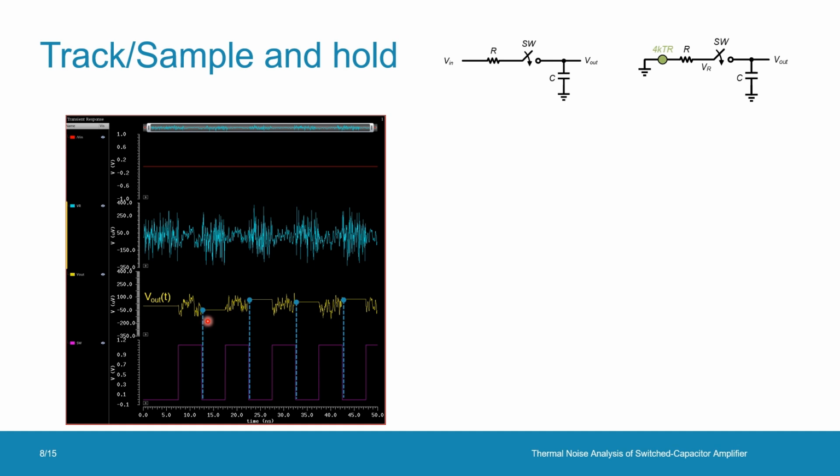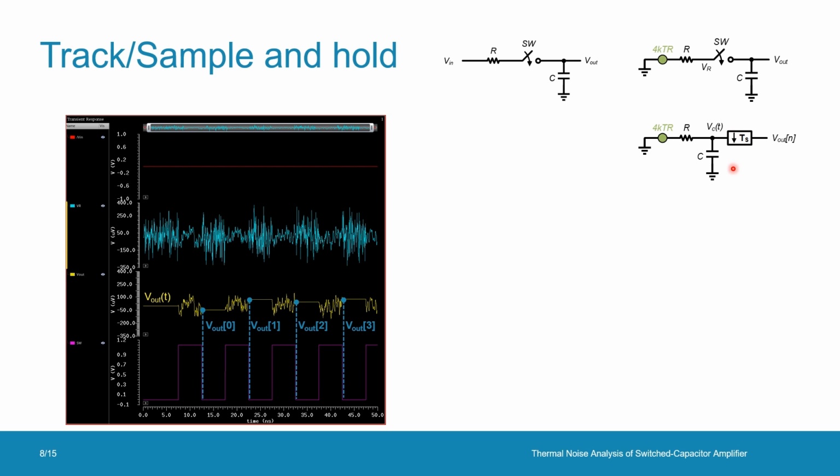So, as mentioned before, instead of looking at the continuous-time output Vout(t), what we really care about are the discrete-time samples, these blue dots. Essentially, they can be obtained by low-pass filtering the resistor thermal noise and then taking one sample every sampling period Ts, as shown in this circuit.